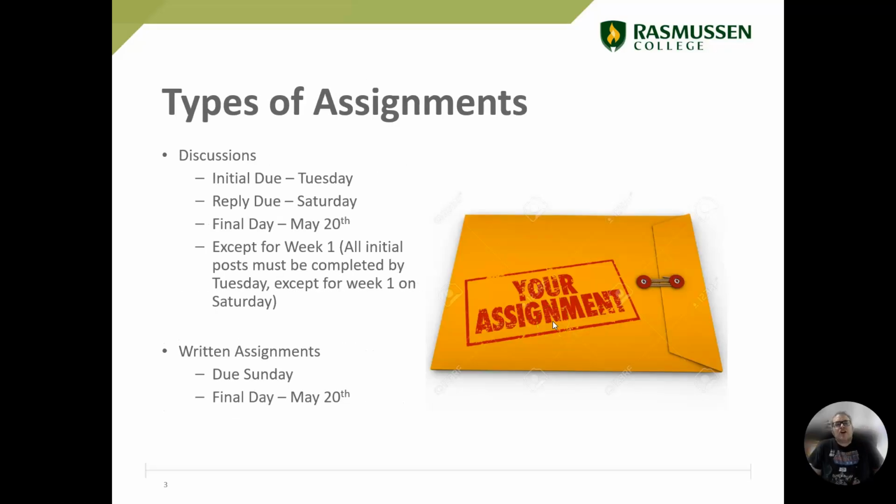But just to give you all a heads up, we'll talk about what we can in first lecture. However, I have 3 different types of assignments. I have discussions, written assignments, and live lecture assignments. My discussions, they're always due on Tuesdays for initial post, reply post Saturday. Final day is May 20th, so that's a Friday, or June 20th.